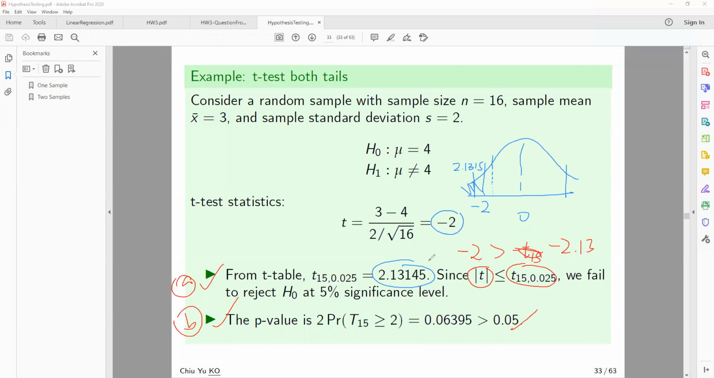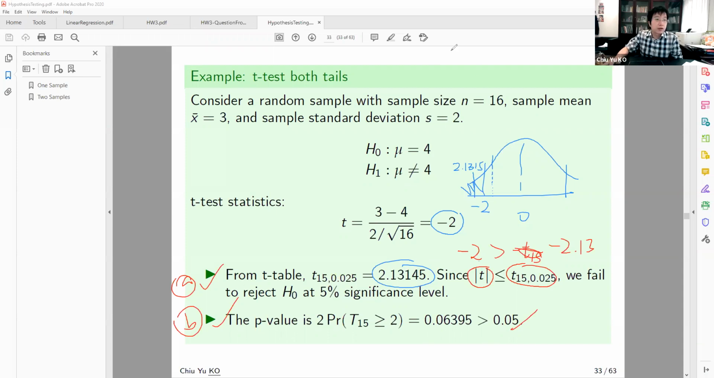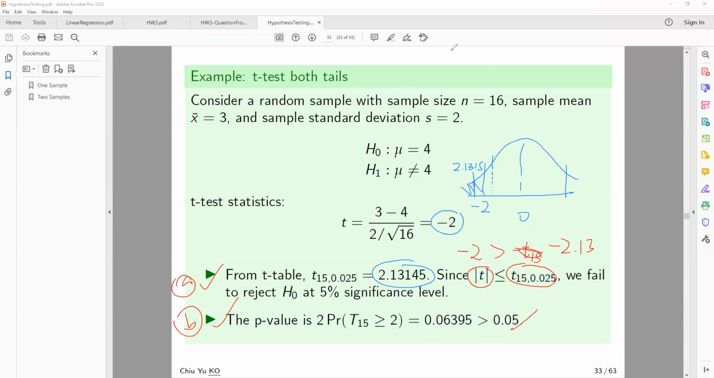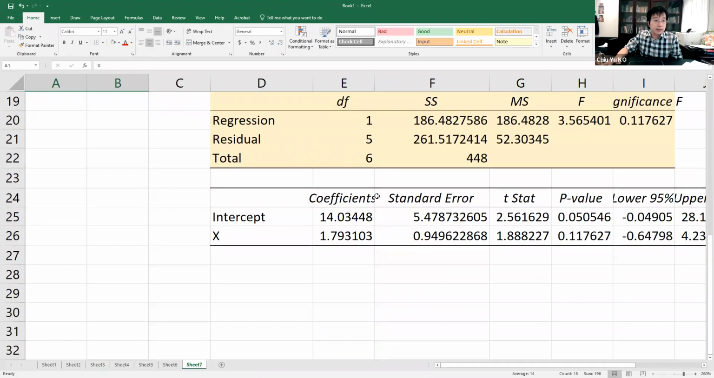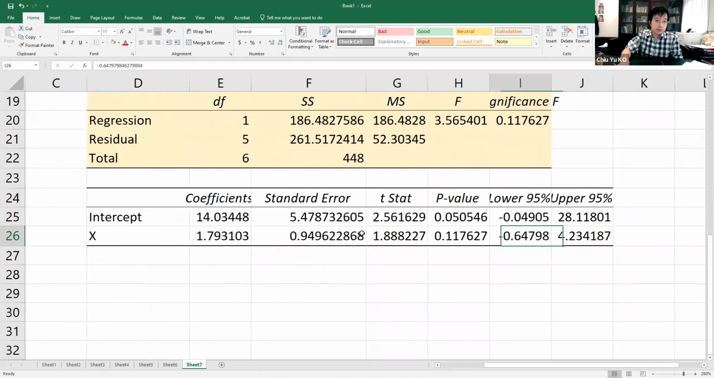Okay, there's another question. Why do I see no relation from the data? Okay, so let's go back to the Excel again. Why I said there's no relationship is because you check this p-value. The p-value is not less than 5%, right? So it's not different from 0. Actually you can see from here, the confidence interval includes 0. So you cannot say that there's a linear relationship because it's not different from 0.